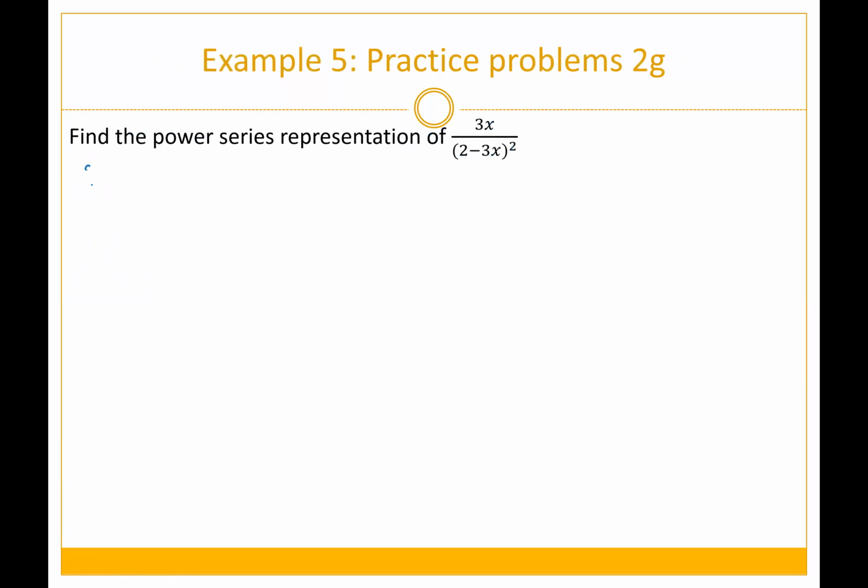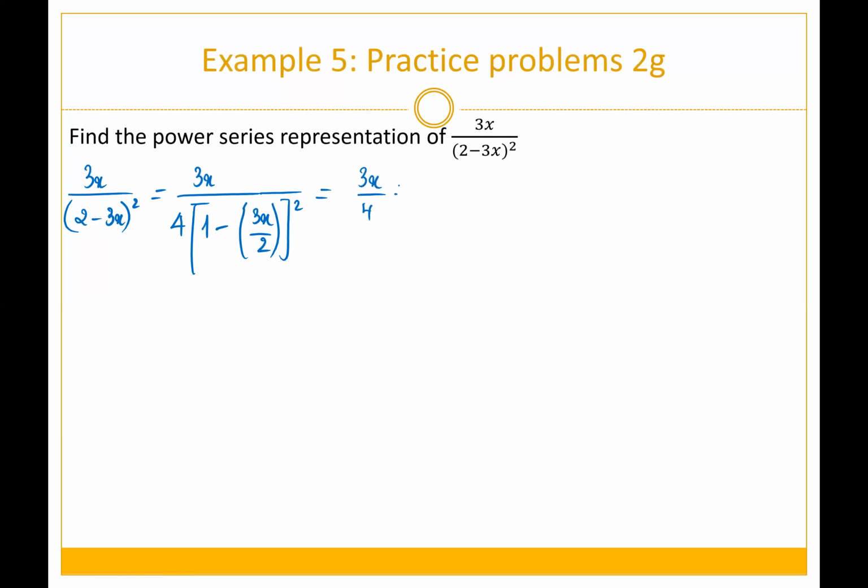So we have 3x over 2 minus 3x squared. Here you're going to take the 4 out. So what we have so far is going to have 1 minus 3x over 2 squared, and we're going to have 3x over 4 outside. And we try to find a series of 1 minus 3x over 2 squared, which we're going to now do.